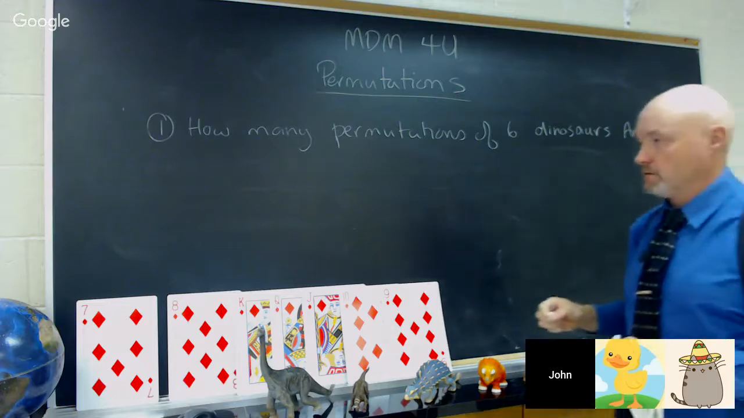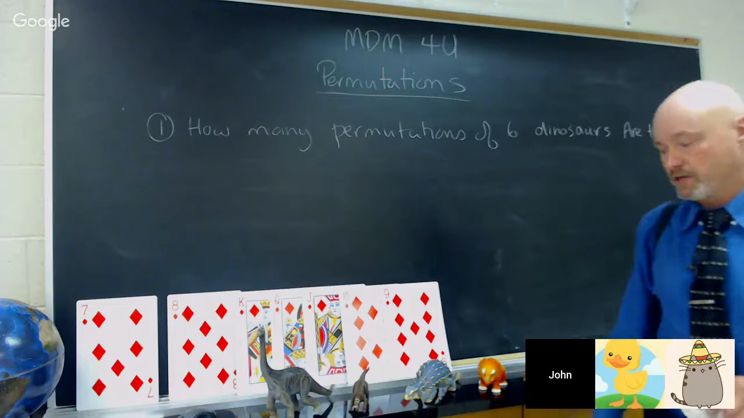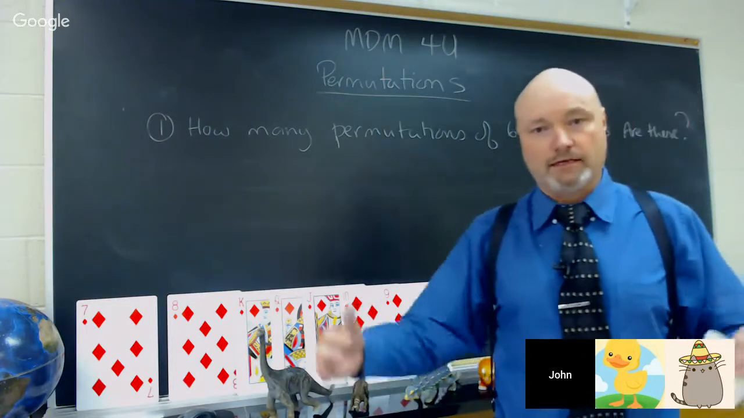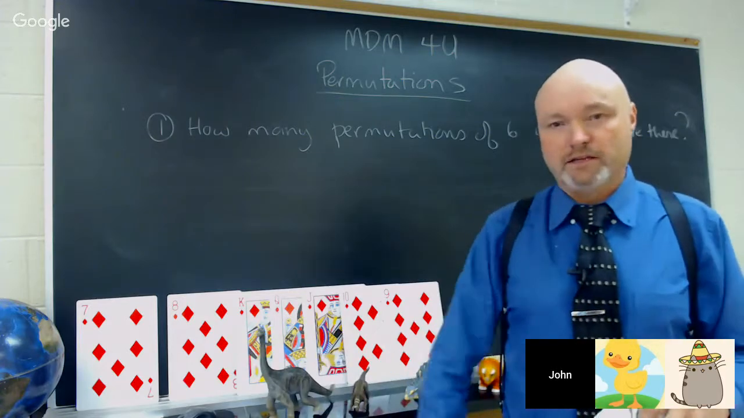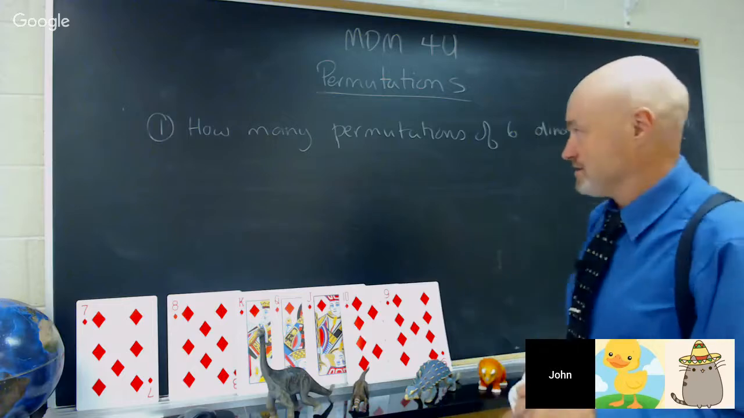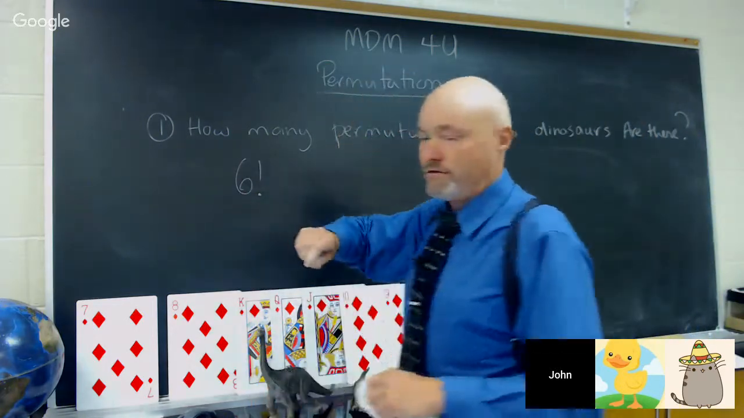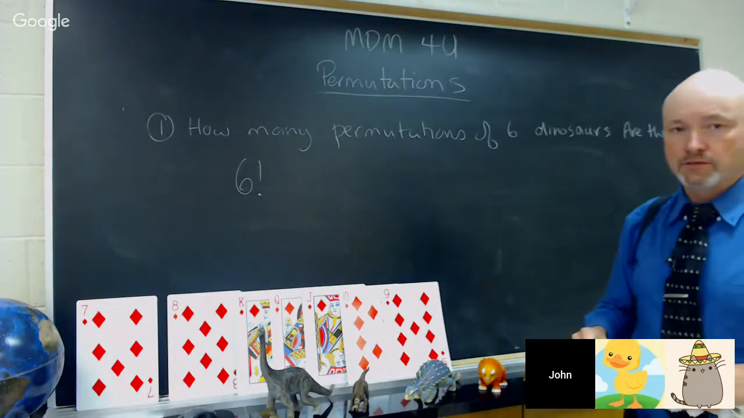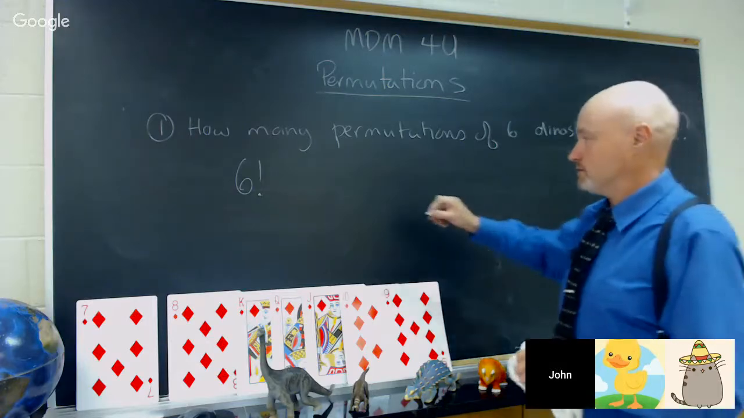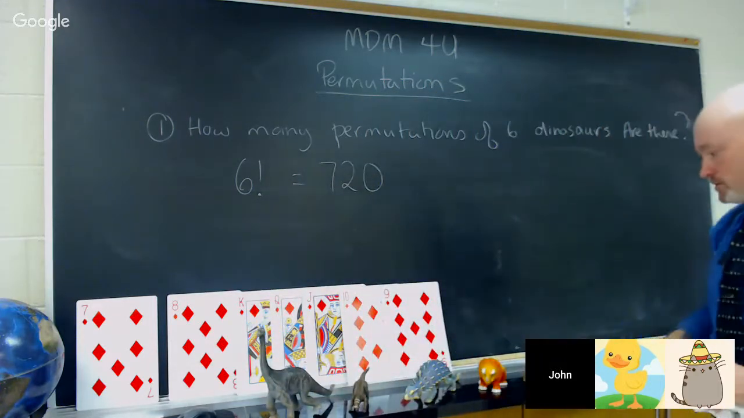Okay, very good. And can anybody out there figure out how many permutations of 6 dinosaurs there are? You don't have to say a number or anything like that. You can just tell me how to calculate it. So yeah, 6 factorial. And I think that is 720. Okay, so there are 720 ways that I can arrange those dinosaurs.